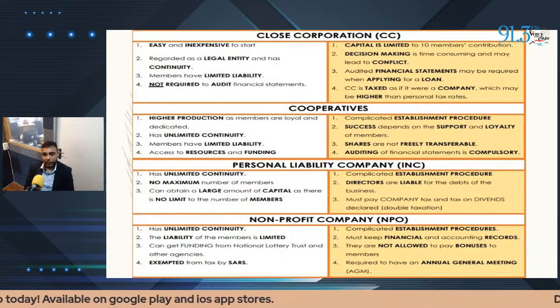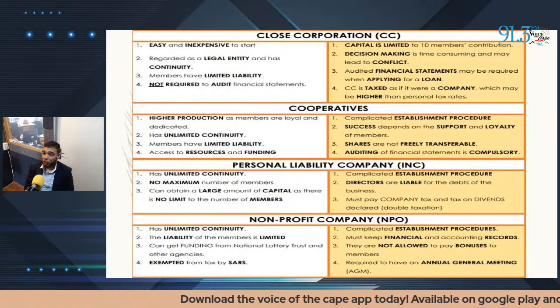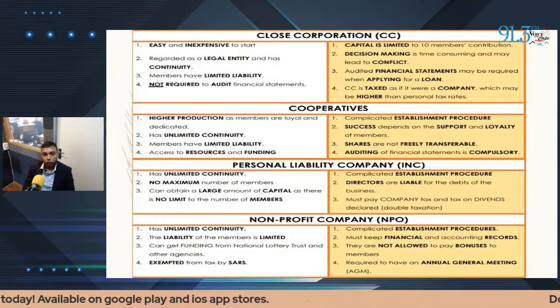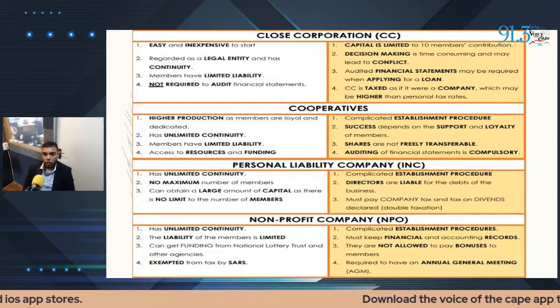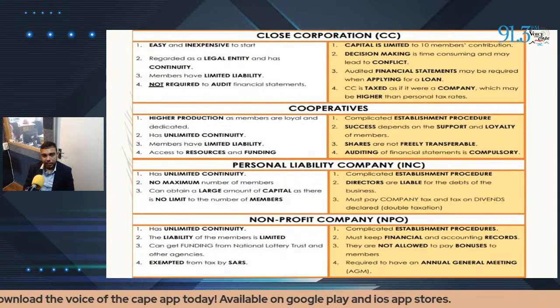Personal liability company, Inc., has unlimited continuity and no maximum number of members, so as many members as possible can join a personal liability company. It can obtain a large amount of capital as there is no limit to the number of members. Disadvantages: complicated establishment procedures. Directors are liable for the debts of the business and must pay company tax and tax on dividends declared.